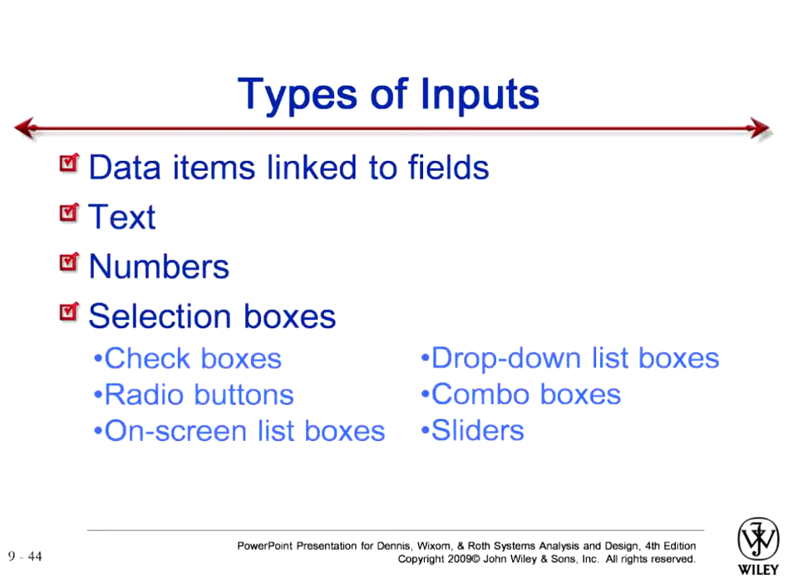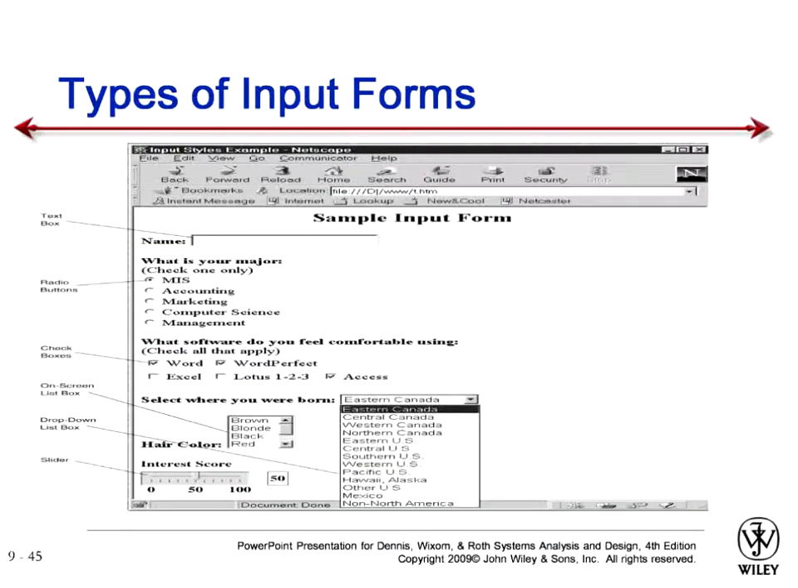The types of inputs, data items, links to fields: it can be text or it can be numbers. You can use selection boxes like check boxes, radio buttons, drop-down list boxes, combo boxes, sliders, etc. So these are the different options to give input, and you should use them carefully. These are the examples, like the text box. These are radio buttons.